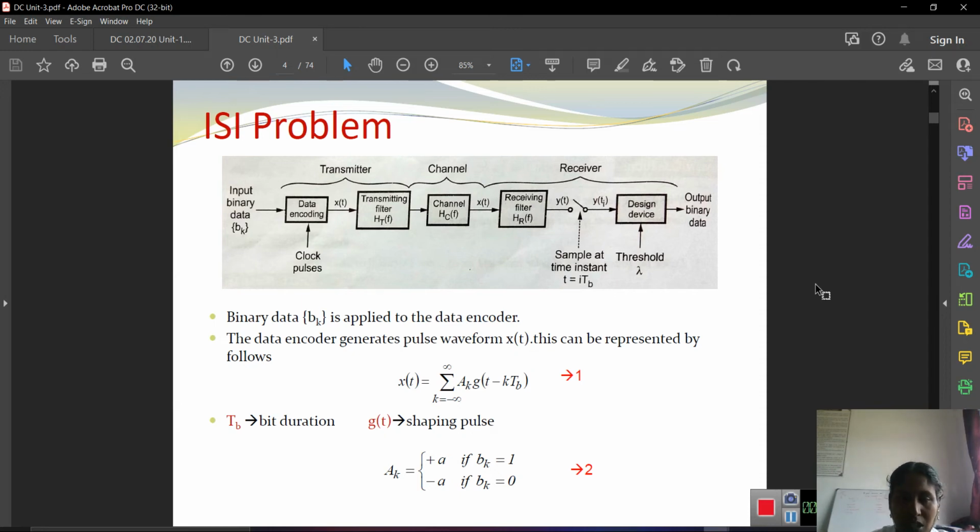Now we see the calculation. Binary data B K is applied to the data encoder. The data encoder generates the pulse waveform X of T. This can be represented as X of T equal to summation K equal to minus infinity to infinity A K G of T minus K T B. Here T B is the bit duration, and G of T is the shaping pulse. By the time shifting property, we get G of T minus K T B. A K is equal to plus A when B K equal to 1, and minus A when B K equal to 0.